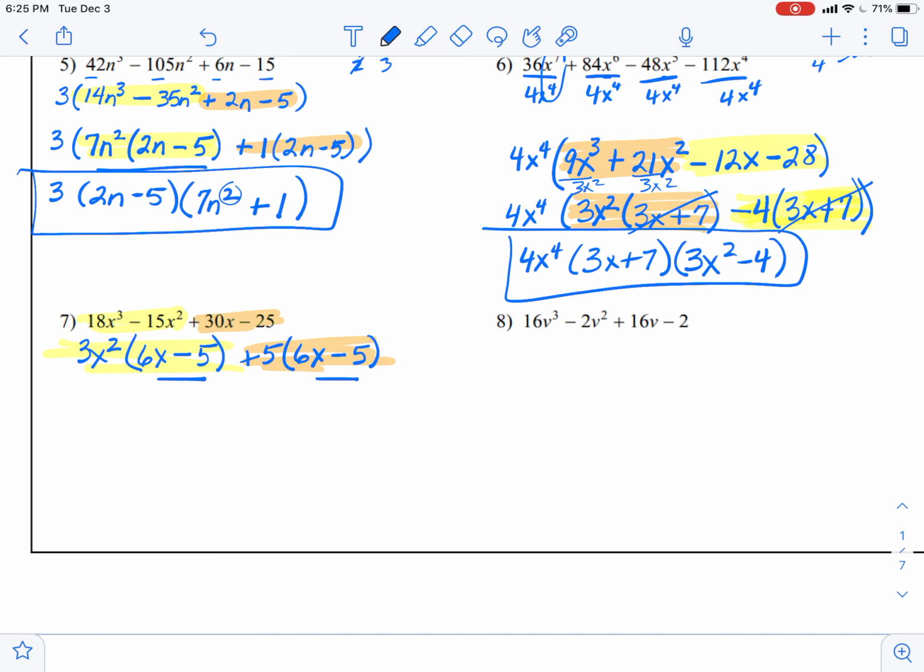So now we're going to, again, look at my two pieces. What do they have in common? They have in common a 6x minus 5. If I take that piece out, I'm left with 3x squared plus 5. This one just didn't have a common factor out in front, so you're done.